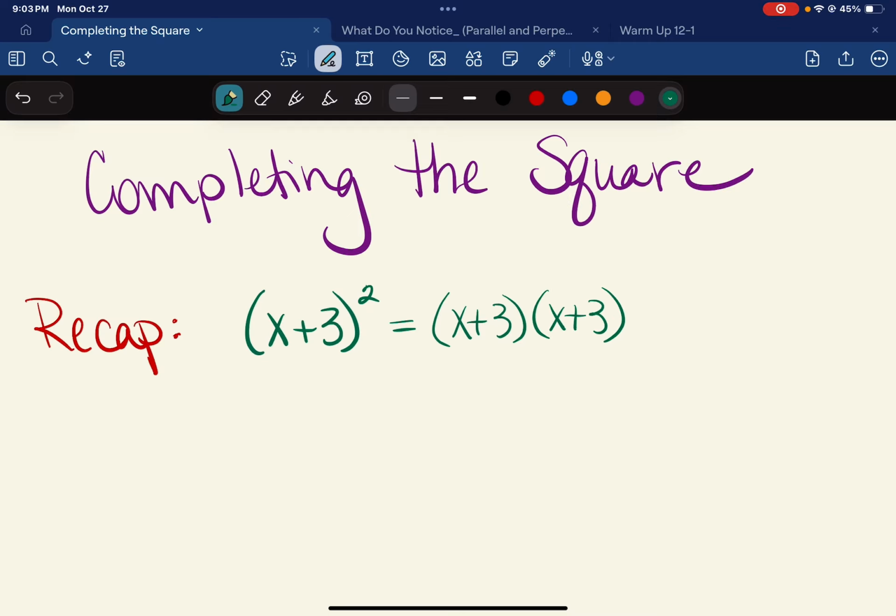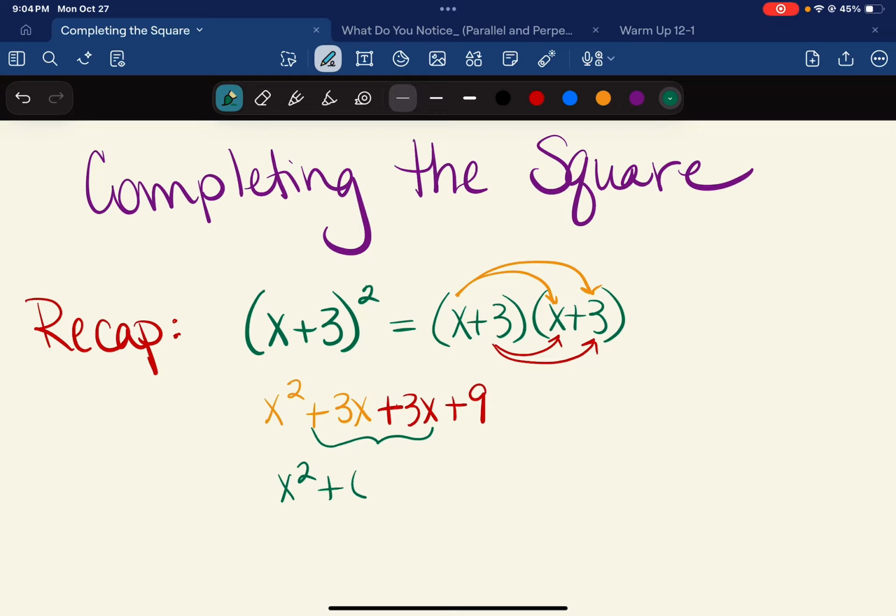In order to expand this, we would just need to double distribute: x times x, x times 3, and then of course this 3 would get multiplied to the x and also to the 3. So expanded, this would be x squared plus 3x plus 3x plus 9. Hopefully you recognize that these two middle terms are like terms and we can put them together. So we've got x squared plus 6x plus 9.